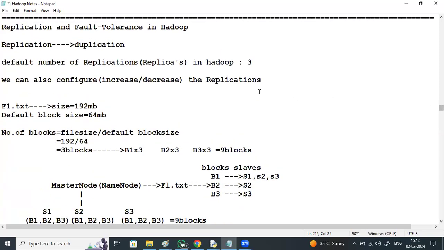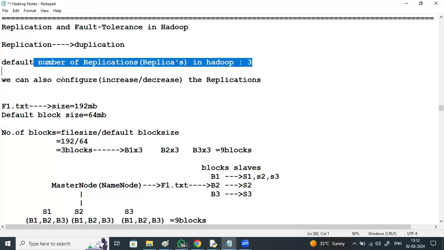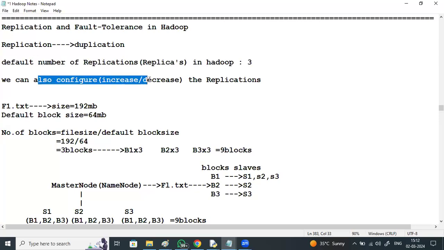Replication and fault tolerance. Replication means duplication. The default number of replications is 3. We can also configure, increase or decrease, the replications.